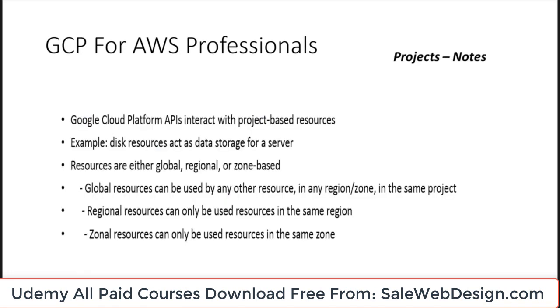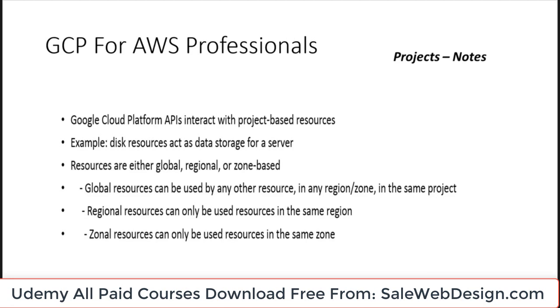Now, APIs are going to interact with project-based resources. When you spin up APIs, these are essentially spun up per project, per resource. So for example, if you're not using Cloud SQL or Cloud Datastore or Cloud Storage, then the APIs are not spun up until those are provisioned.